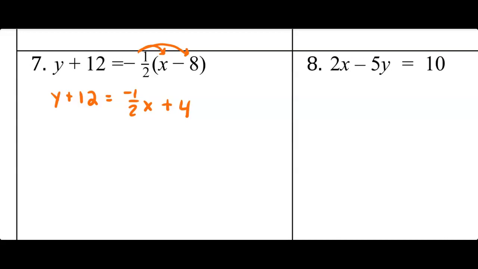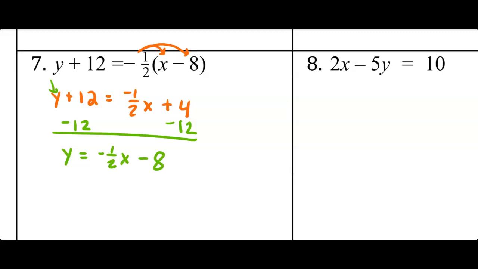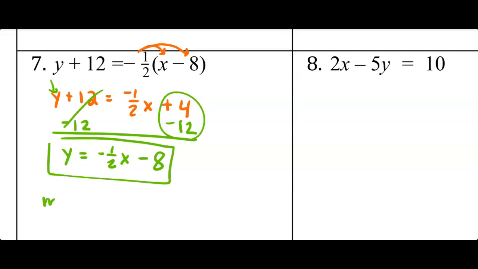We can then subtract the 12 because that is what's with the y that we want to get by itself. So that will give us y is equal to negative 1/2 x minus 8, because we'll combine those like terms there. So that will be our final answer. Our slope will be negative 1/2 as the coefficient of x, and our y-intercept will be the point 0, negative 8.